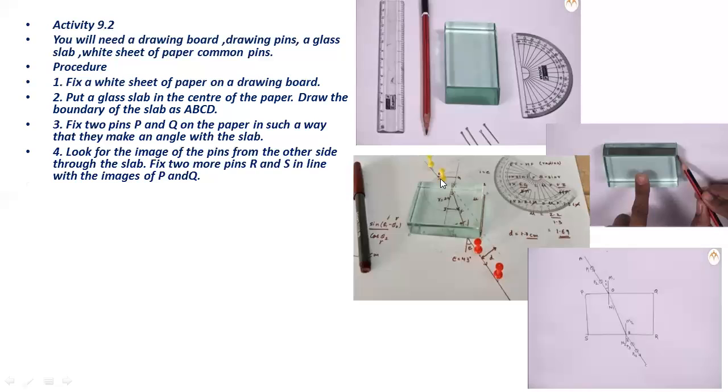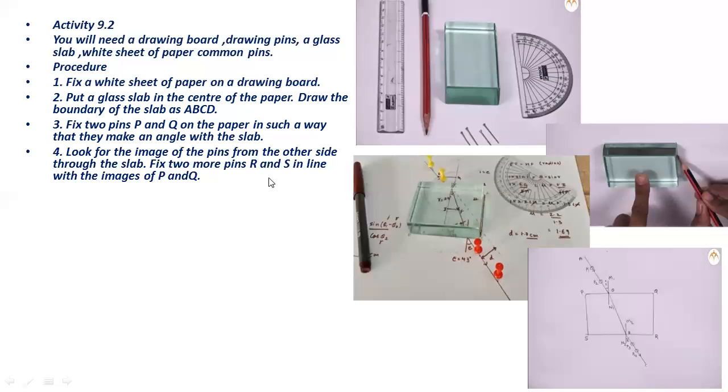Look for the image of the pin from the other side. Now go to the other side, like as you put the pin here, come to this side and see the image of these two pins in this glass slab. Then in that line put two more pins, one pin here and one pin here. When you see it from this side, through the glass slab, by closing one of your eyes, put the two common pins in such a way that all four pins look like they are in a straight line. So look for the image of the pin from the other side through the slab.